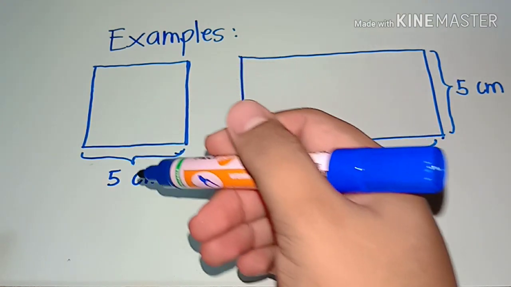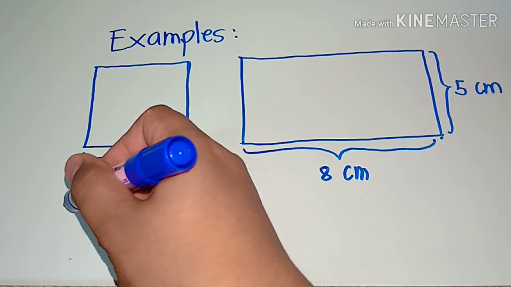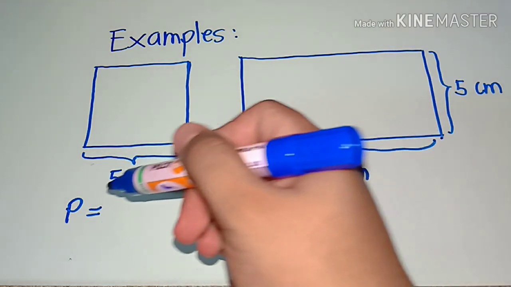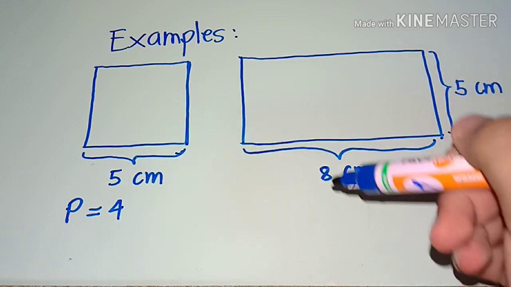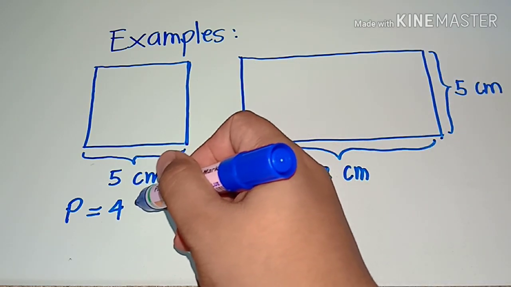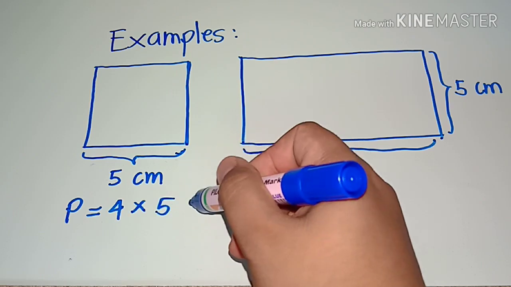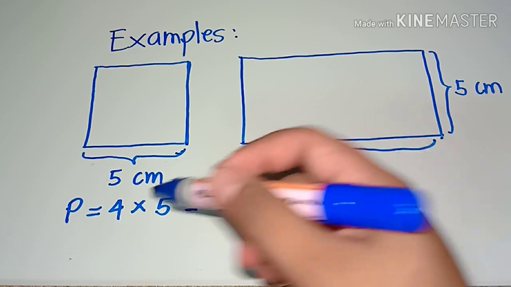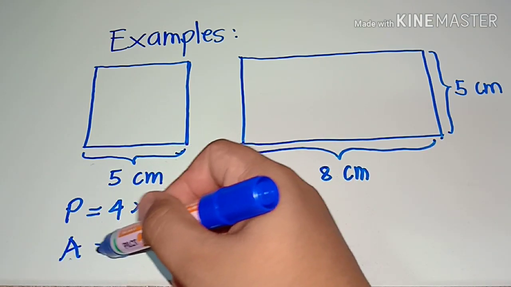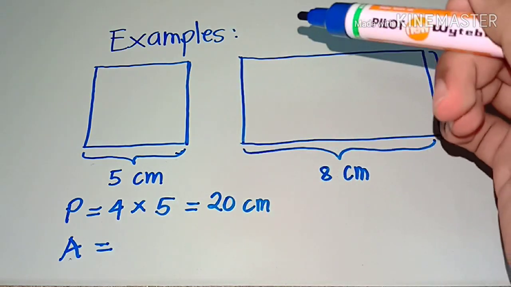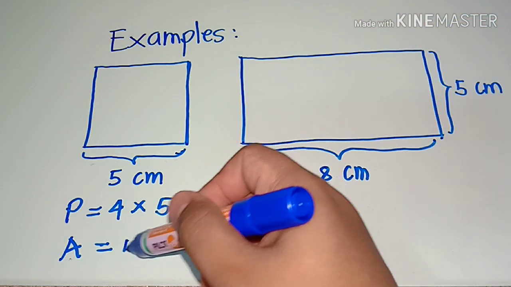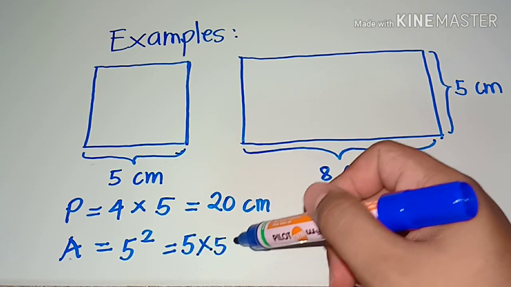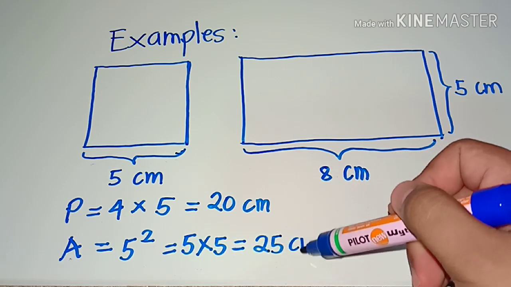So I have here a square with a side of 5 centimeters. Let's try to get its perimeter. As I said earlier, in getting the perimeter, you just multiply the side by 4. Since the side is 5 centimeters, you will multiply 4 by 5. So that means the perimeter of that square is 20 centimeters. And for area, since the side is 5 and it's 5 squared, when you say squared, or the small 2 there, it means that you're going to multiply it by itself. So 5 times 5 equals 25 centimeters squared.